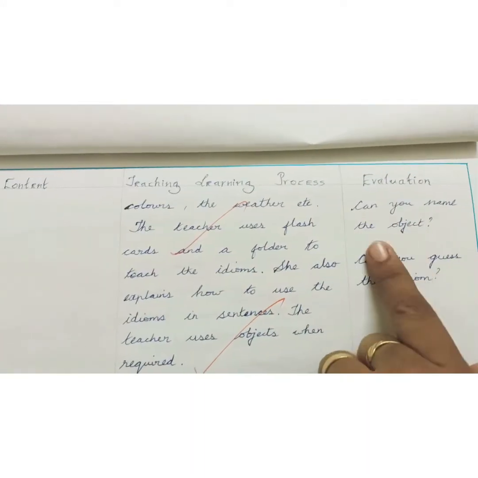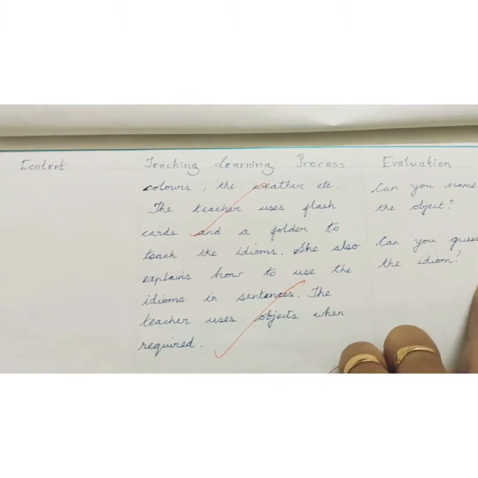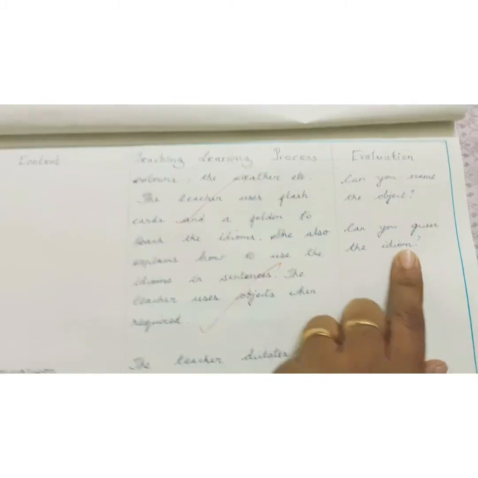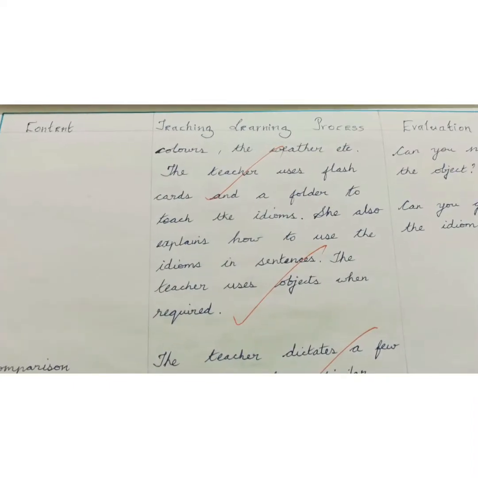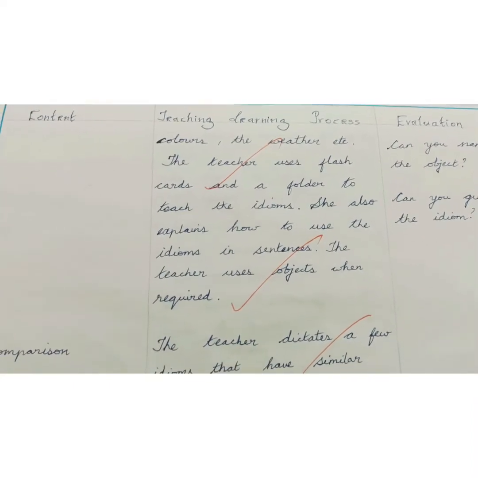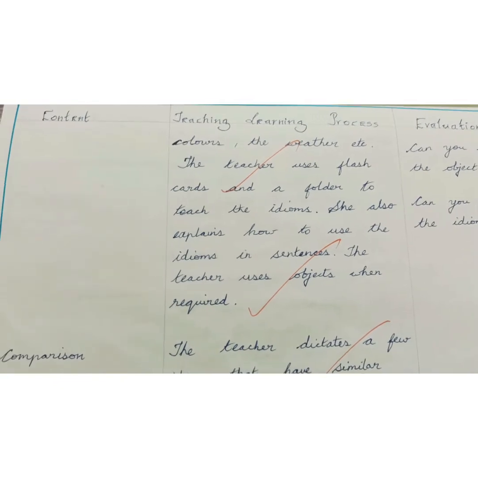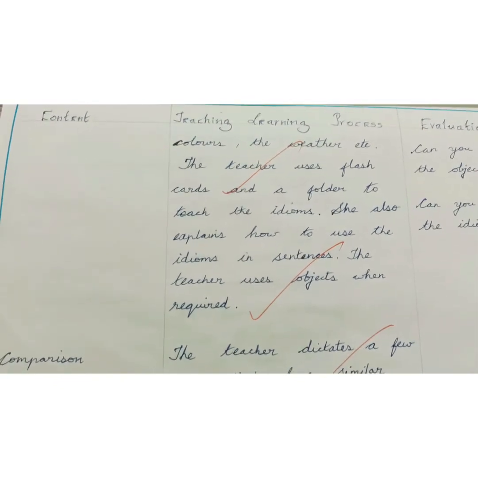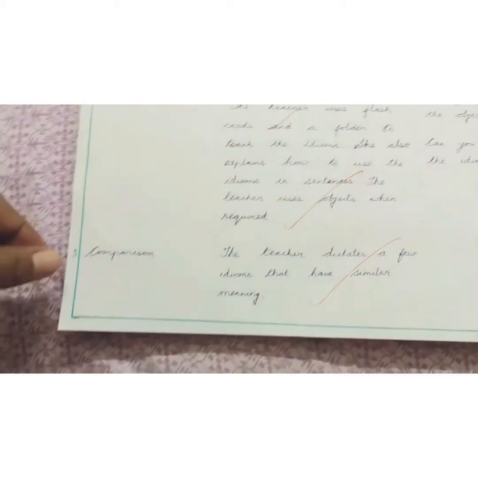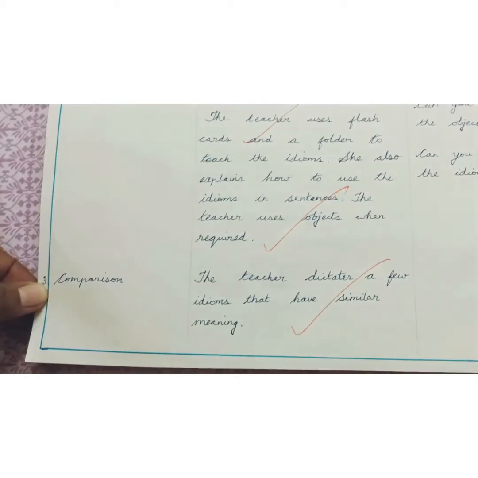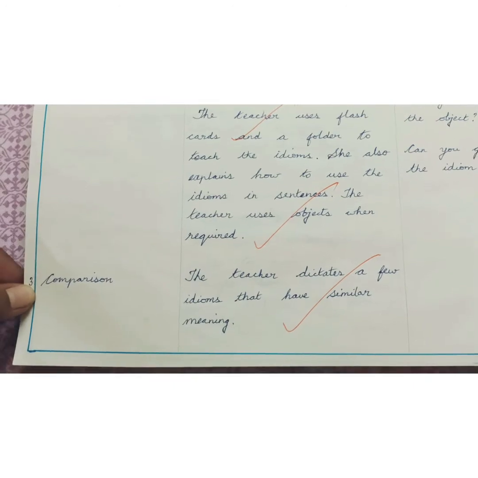Here, can you name the object? Can you guess the idiom? So maybe I would have used some real objects in class and I would have developed conversations with the students so that they could at least make a guess of the phrase. The third part is comparison. Here the teacher dictates a few idioms that have similar meaning.